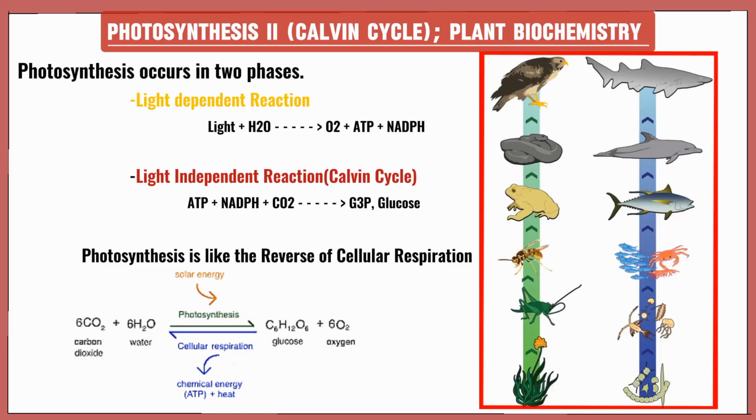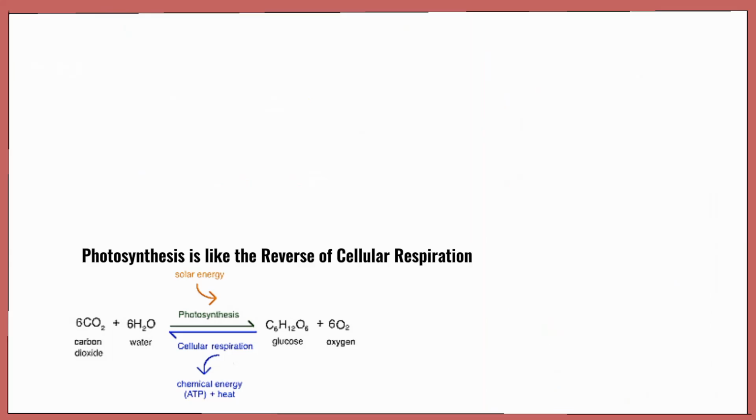And that is how plants make their own food, because plants are the foundation of the food chain because they make their own food, and other animals and insects also depend on them.